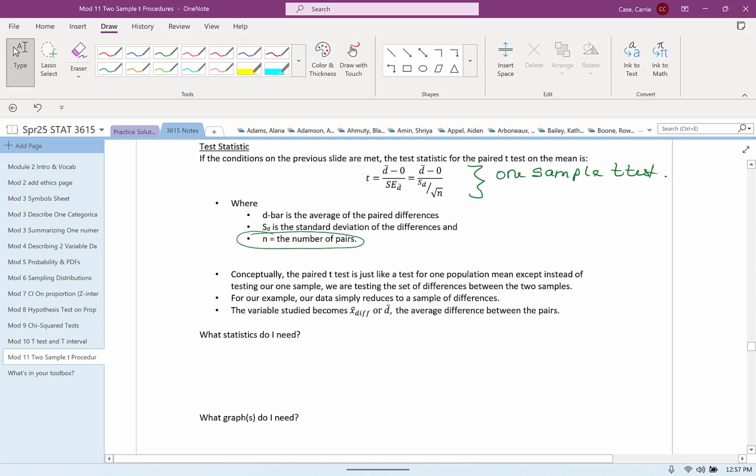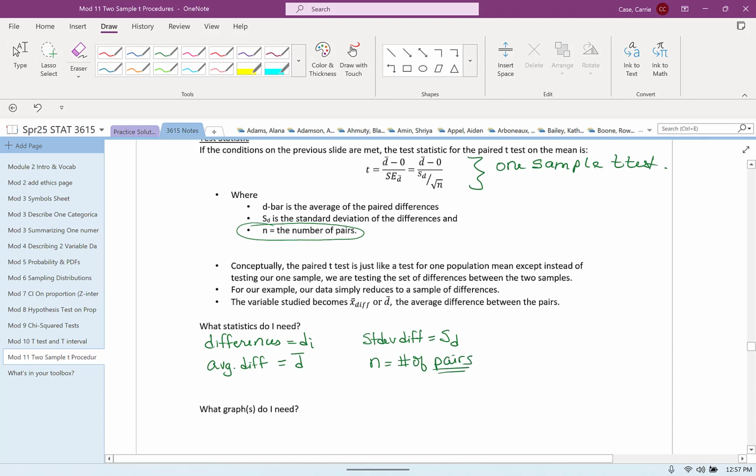So what statistics am I going to need? I'm going to need all of my differences. These are my d sub i's. I'm going to need the average difference, which is d bar. I'm going to need the standard deviation of the differences, which is s sub d. And then I'm going to need n, which is the number of pairs. So again, be careful, it's the number of pairs.